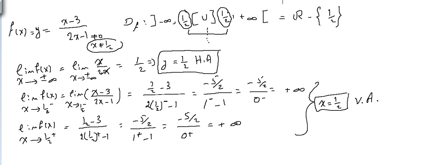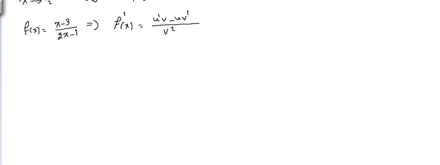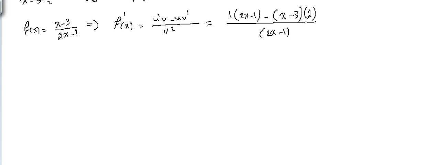Let's find the derivative. It's x minus 3 over 2x minus 1. Again, f of x is x minus 3 over 2x minus 1. Right? What do we have here? Derivative of u over v. U over v, the derivative is u prime v minus u v prime over v squared. What is the derivative of the numerator? It's 1 times the denominator minus the numerator times the derivative of the denominator over the denominator squared.